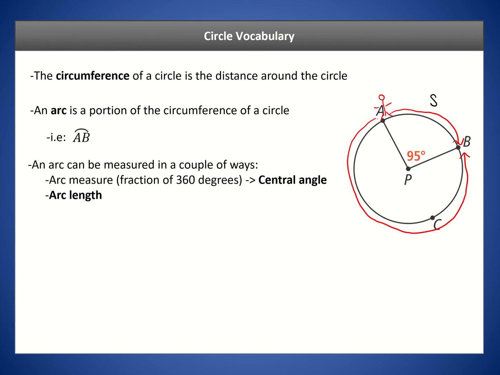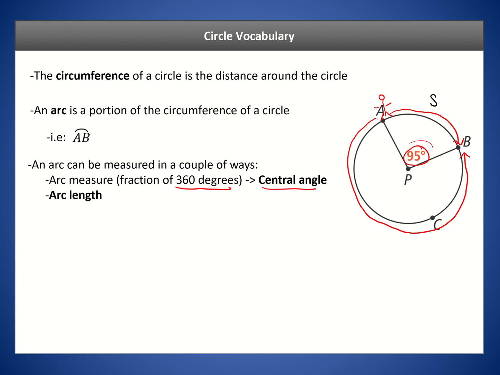Now, an arc can be measured in a couple of ways. You can measure what we call the arc measure, which is a fraction of a whole circle. Remember that a full circle is 360 degrees. Here, this 95 degrees is a fraction of that circle. So this would be considered the arc measure from A to B, which is also referred to as the central angle.